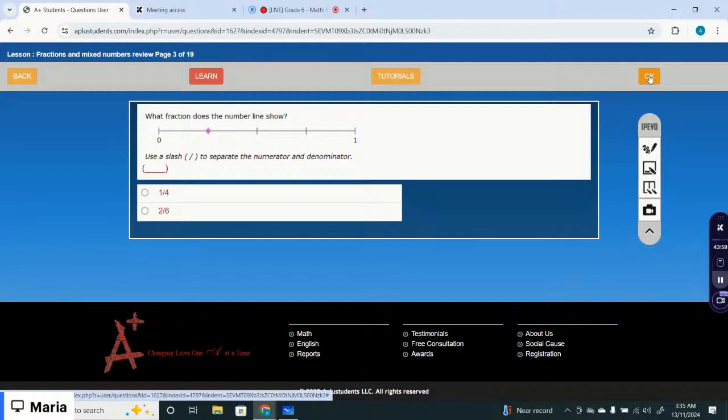What fraction does the number line show? Which is the correct option? That is 1 over 4. Option number one is the correct option.